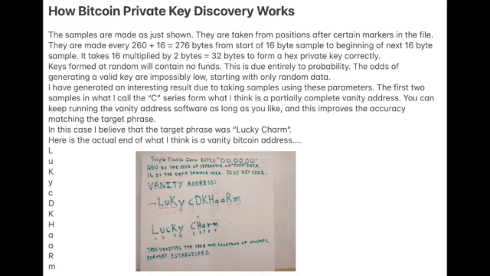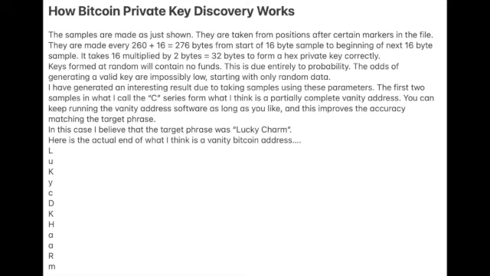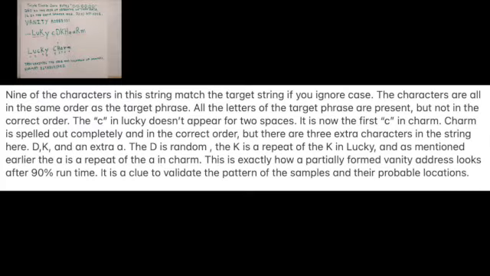The first two samples in what I call the C series form what I think is a partially complete vanity address. You can keep running the vanity address software as long as you like, and this improves the accuracy matching the target phrase. In this case I believe that the target phrase was Lucky Charm. Here is the actual end of what I think is a vanity Bitcoin address. LUKYCDKHORM. 9 of the characters in this string match the target string if you ignore case.